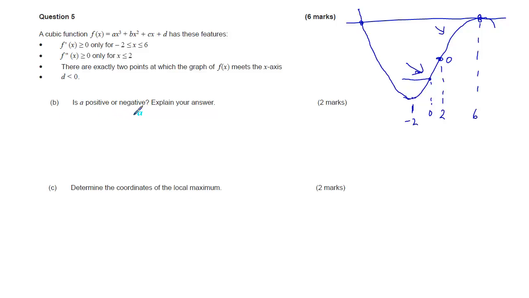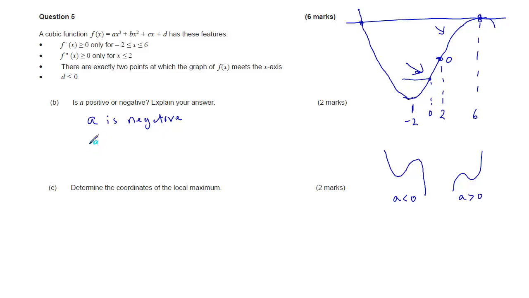Is A positive or negative? Explain your answer. Well, we know that our cubic is shaped like this, and this is what happens when A is negative, and this is what happens when A is positive. So we know that A is negative, but the explanation needs to be better than a quick sketch like this.